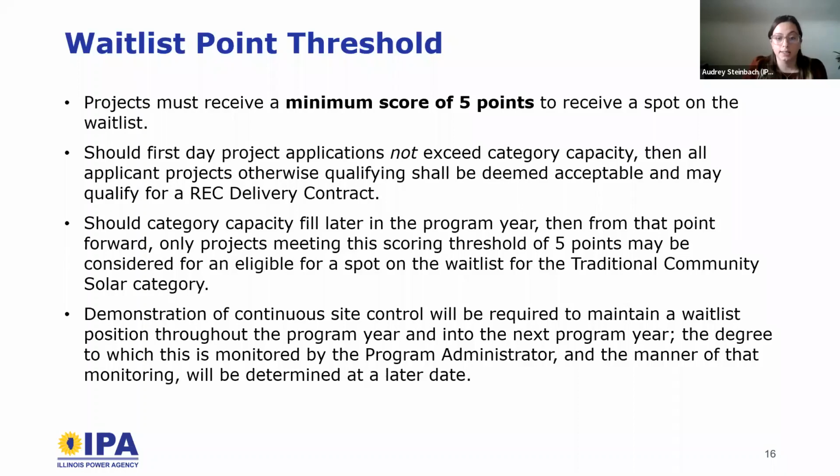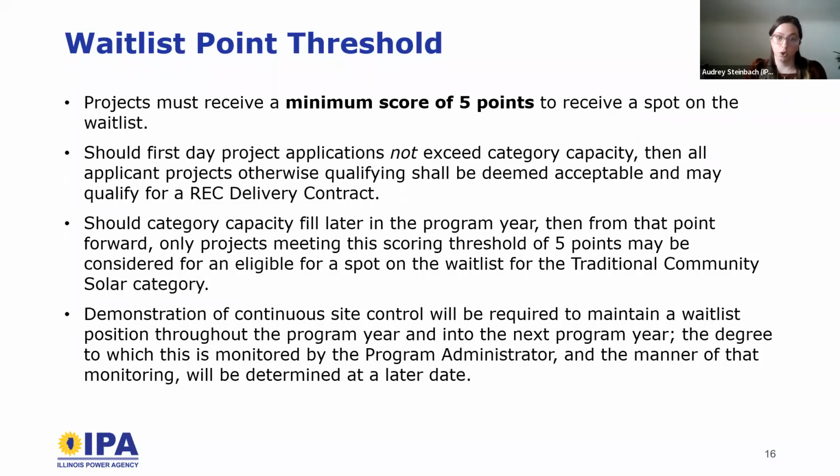So as noted here in this slide, in order to secure a spot on the traditional community solar waitlist, a project must receive a score of at least 5 points. Once capacity for the traditional community solar category is exceeded, any project that is seeking to be eligible for the waitlist must have a score of 5 or more points.